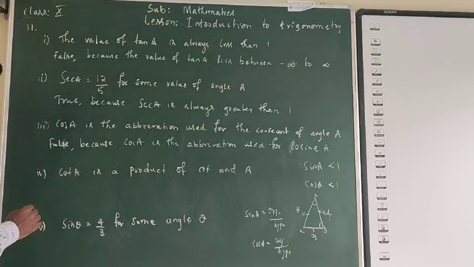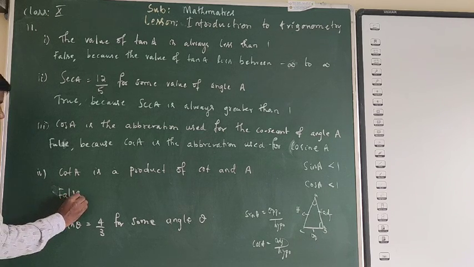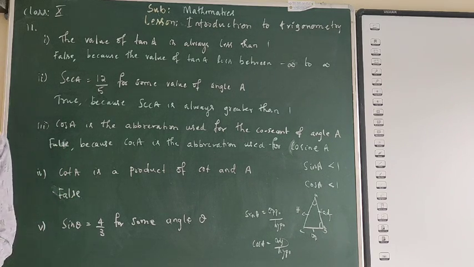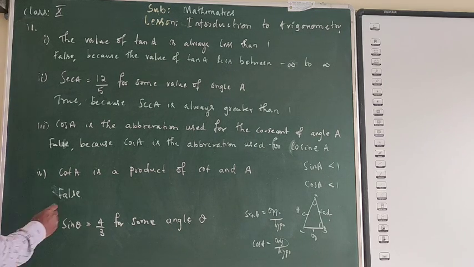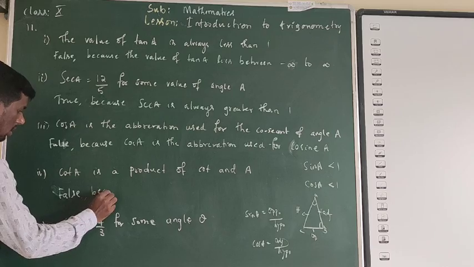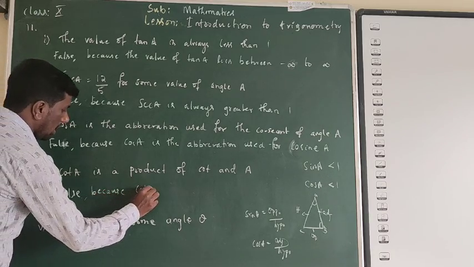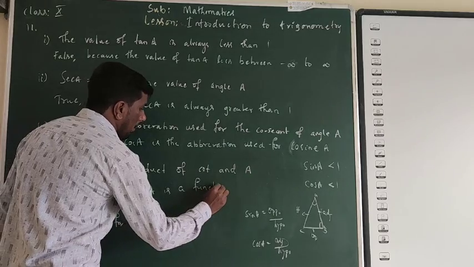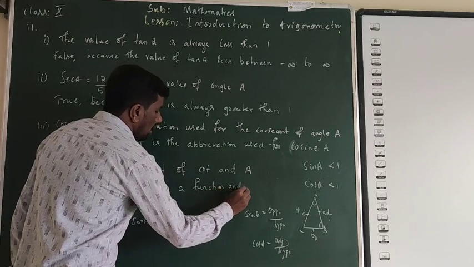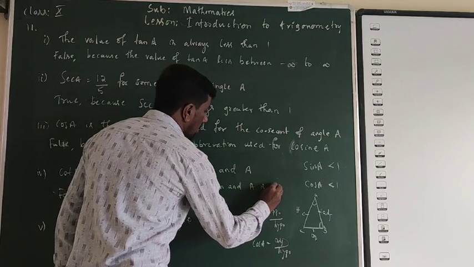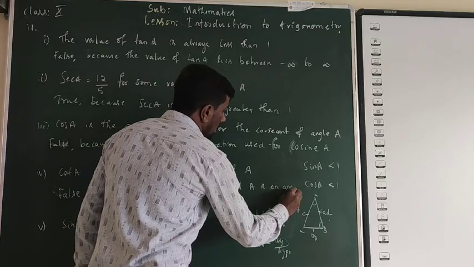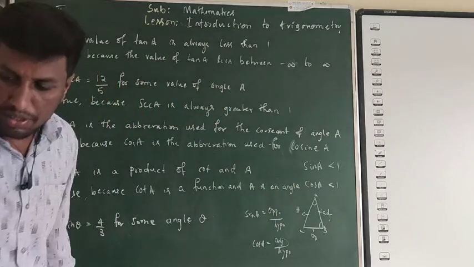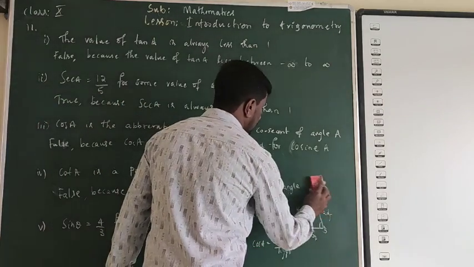is not a product. Okay, so it is false. What is false? The reason is because cos A is a function and A is an angle. Okay, so it cannot be separated by product.